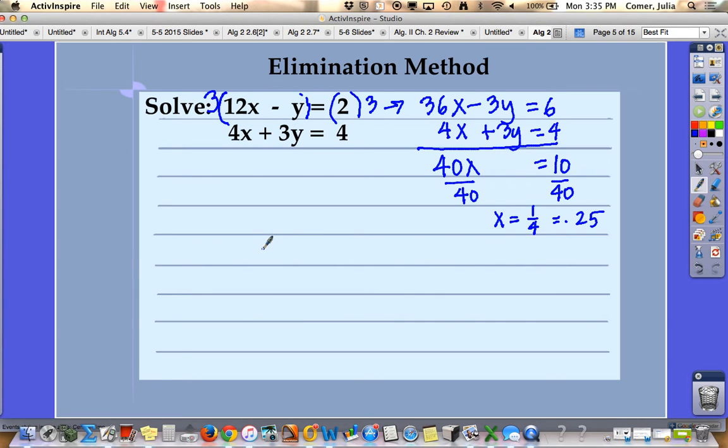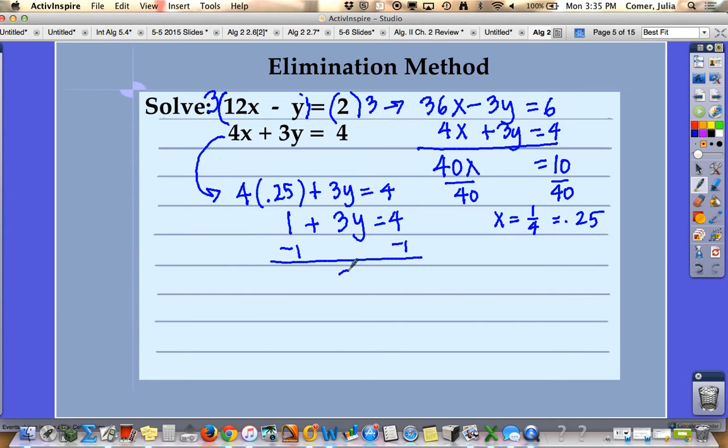Okay, so now when I go to plug that back in, I'm going to pick my second equation. Again, it doesn't matter which one you pick. So 4 times 0.25 or 1/4 plus 3y equals 4. 1/4 of 4 is just 1, plus 3y equals 4. I'm going to subtract 1 from each side. So I end up with 3y equals 3 and y equals 1.